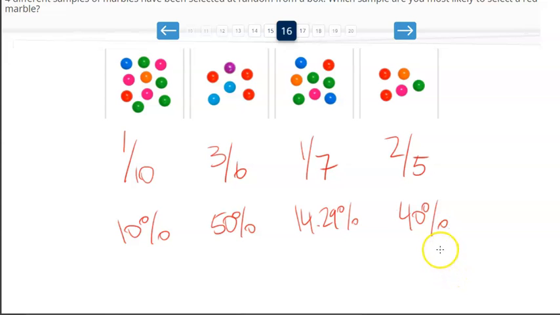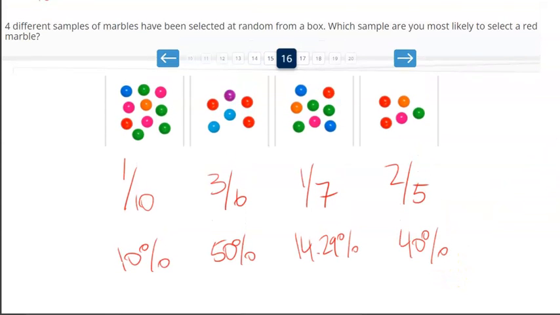So which one of these is the highest percentage to get a red? Which one are you more likely to select a red marble? Well, the 3 in 6 one, the 50%. So even though there are fewer marbles, proportionally speaking, more of them are dedicated to red. So there's a 3 in 6, or a half chance that you'll get a red from this sample. So this would be your answer here.